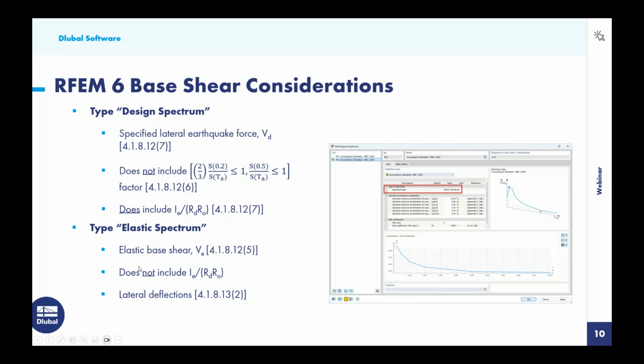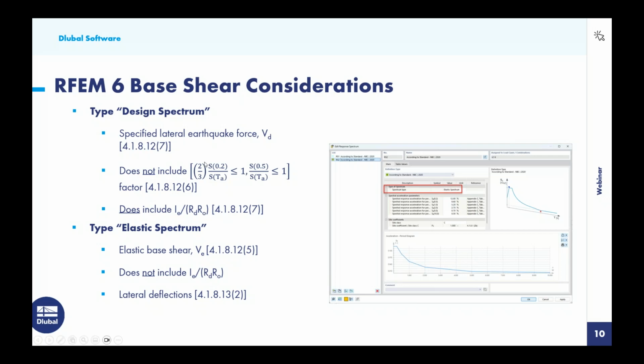And we might use the elastic spectrum to take a look at the lateral deflections of our structure set forth by the NBC from 4.1.8.13.2. And if we refer to the NBC in this particular criteria, we really need to limit our drifts set forth by the code. Again, we would do so with that elastic spectrum type.